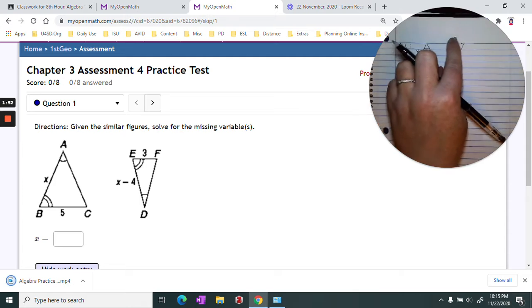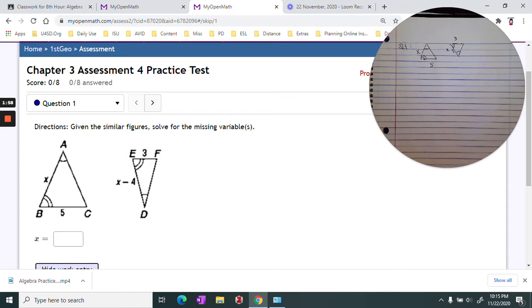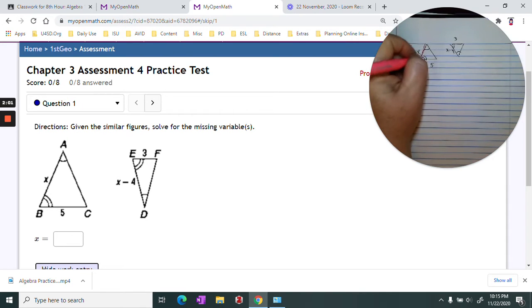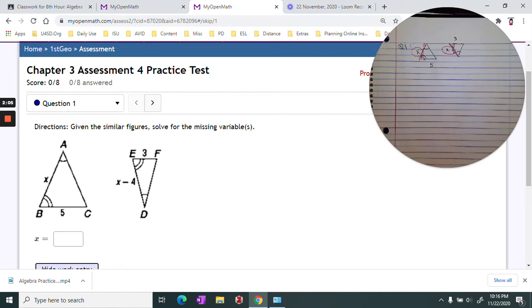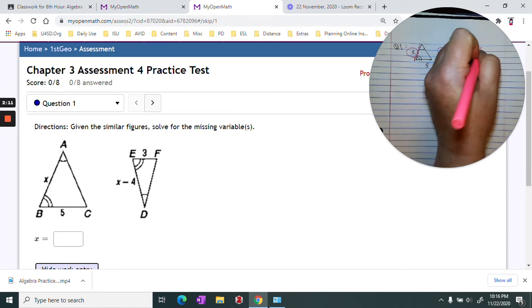All right. So here, if I'm looking at the markings on my diagram between my two angles that are marked, I have x and x minus 4. So when I go to set up my proportion, my proportional equation, I'm going to have x over x minus 4.